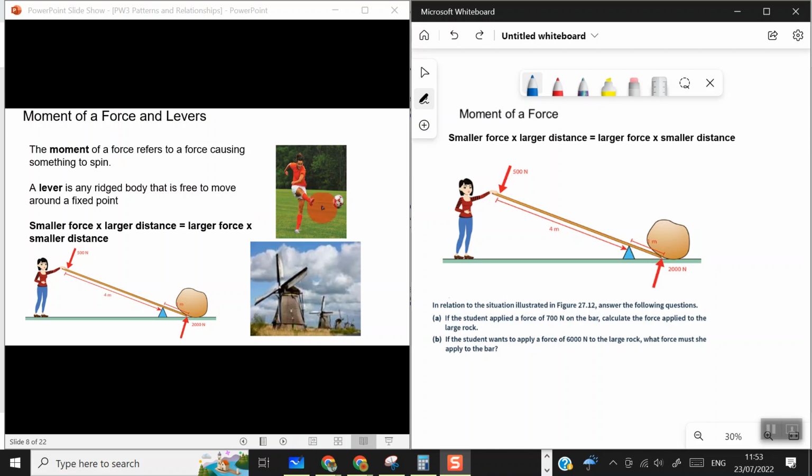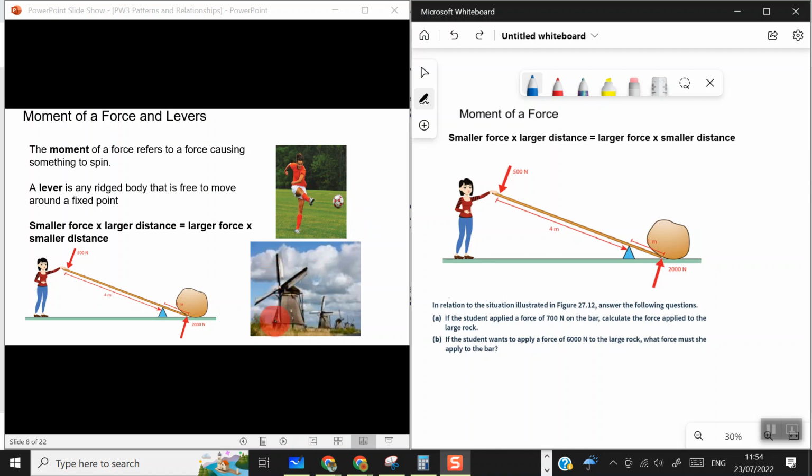If we take this example here, we have a soccer player. In order for the soccer player to get the ball to move, they have to apply a force, they have to kick it. In the same way, if they wanted to stop the ball, they have to apply a force, they have to trap it with their foot. Also, the soccer player can apply spin to the ball. They can kick it to the side, and that will put a spin on the ball. And that spin is what's known as a moment of force. So the moment of a force refers to force causing something to spin. For example, the force that's applied through the kick causes the ball to spin. And that's what we mean by the moment of a force.